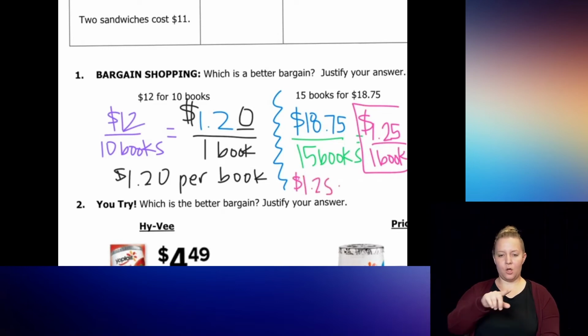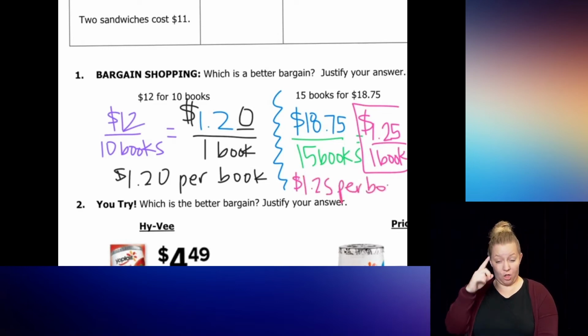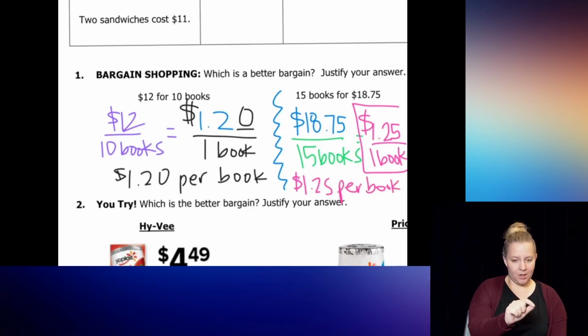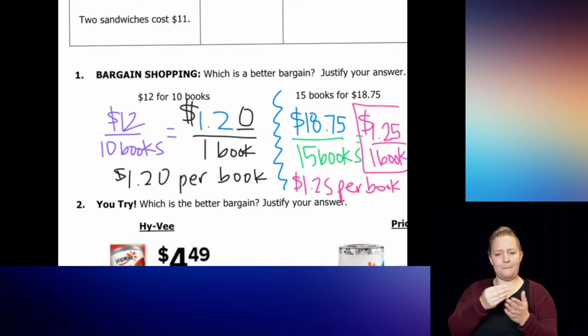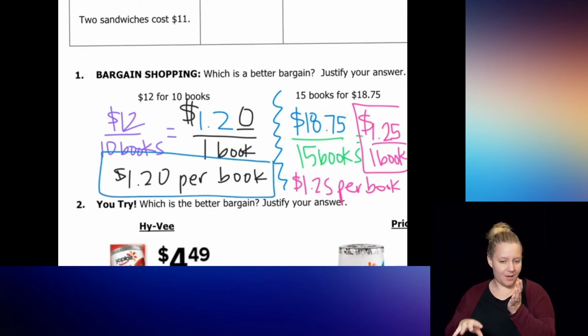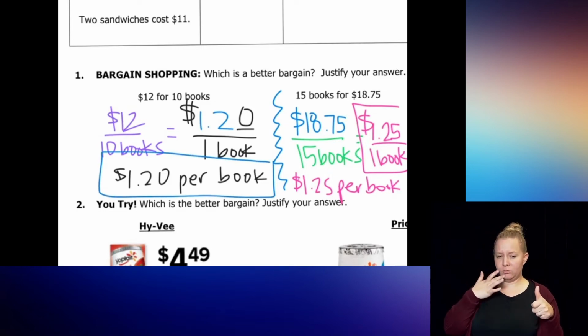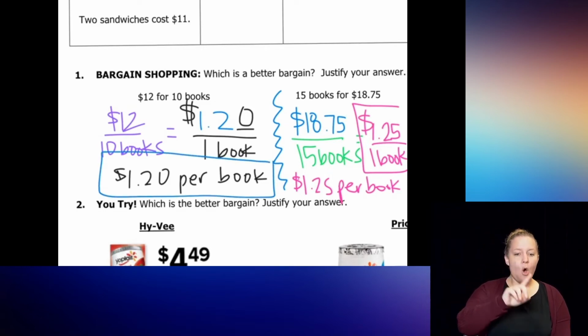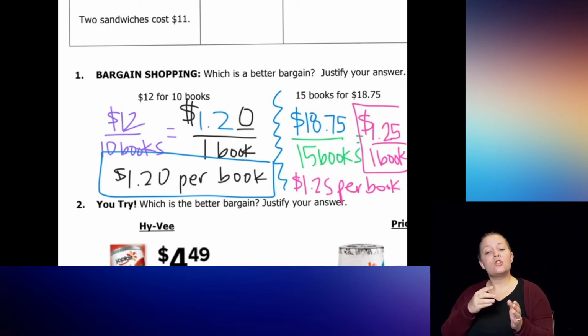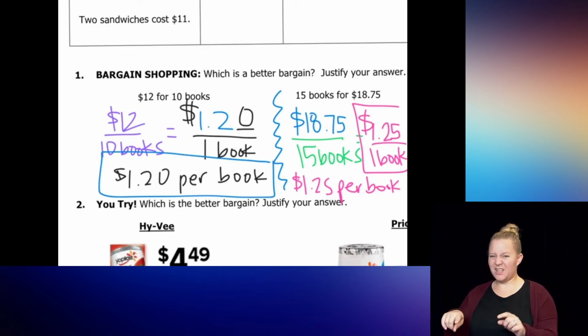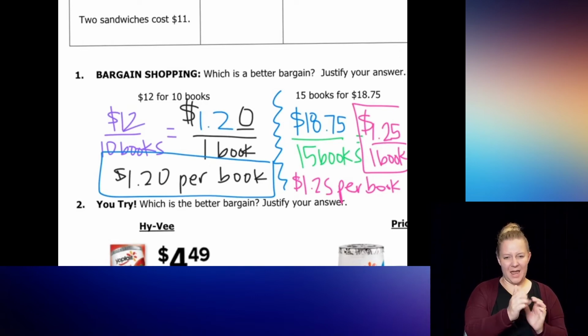So $1.25 per book. Think about when you are shopping, your parents, they want the cheaper buy, right? They don't want to get the more expensive item. So between these two things, you would say that this bookstore over here for the $1.20 per book is going to be the better buy. So to justify that, justify just means to show work. So just make sure that you would be able to say, well, this buy over here for $12 for 10 books is a better buy because it's 5 cents cheaper per book.